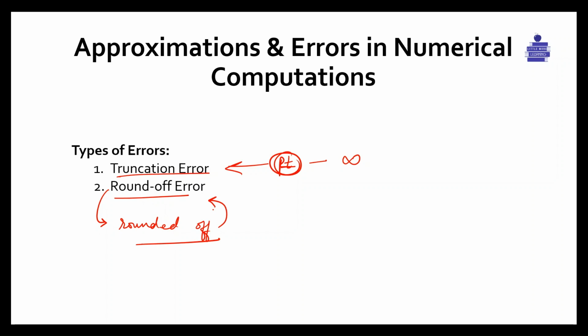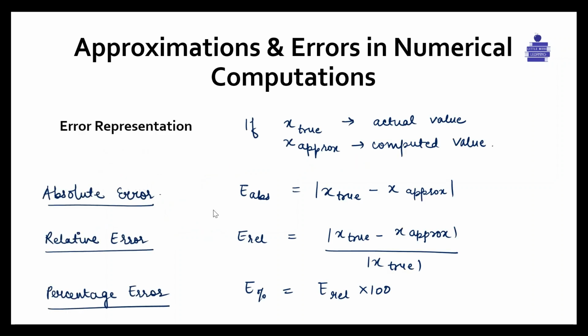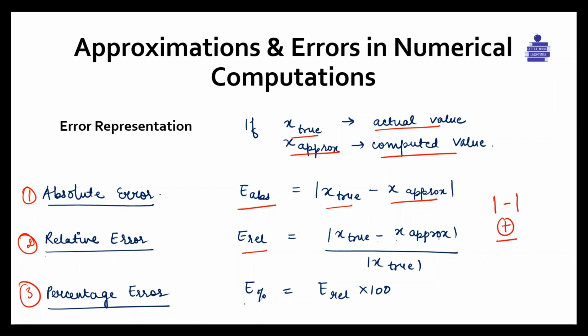Next up is error representation. Let us assume that x true is our actual value and x approx is our computed or observed value. So the three errors: the first one, the absolute error, will be E abs equals modulus of x true minus x approx. Secondly, the relative error will be E rel equals modulus of x true minus x approx divided by the modulus of x true. The function of modulus is to convert the negative sign into a positive sign. Lastly, the percentage error, E percentage, is given by relative error multiplied by 100.